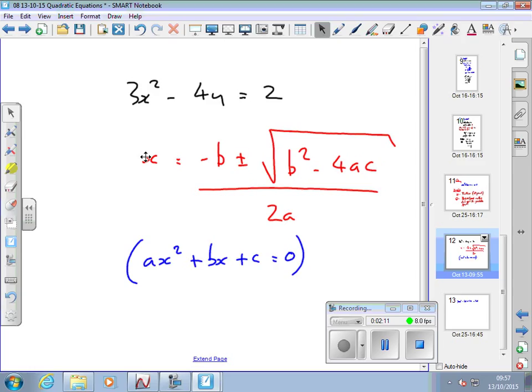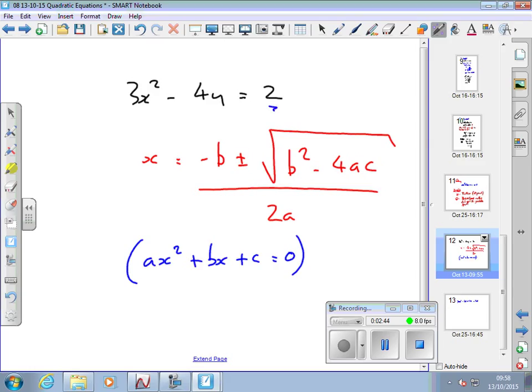So what are a, b and c in this formula? The coefficient in front of x squared is a in the formula. That's this a here and here. What's b? The number in front of the x term. What's c? The constant. The only other thing is, for it to work, the right-hand side must be 0. So if it isn't, we've got to make it 0. And then we can use this quadratic formula. So with that in mind, let's have a go at this particular equation.